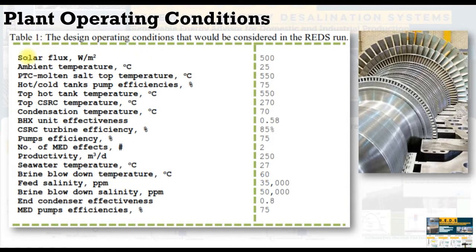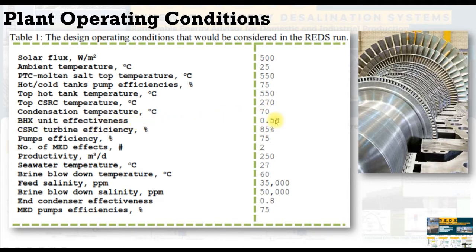This is the plant operating conditions. Solar radiation we're going to assign at 500. This is table 1, the main input data: ambient temperature, molten salt top temperature, which we are going to assign at 550. This is the tank efficiency; the pump inside the tank is around 75% efficiency. The concentrated solar Rankine cycle temperature we are going to assign at 270 degrees Celsius as a dry saturated temperature. The condenser temperature for the MED we are going to adjust at 70 degrees Celsius.